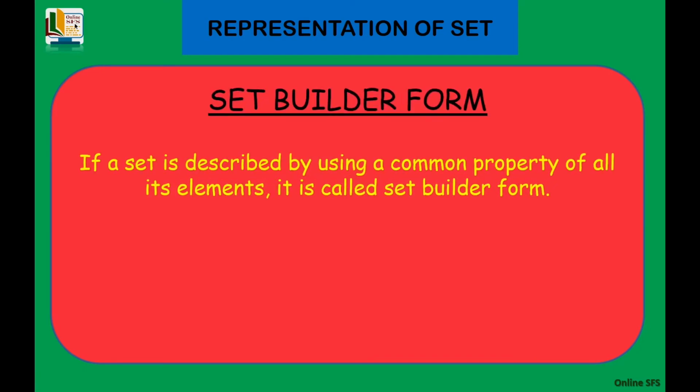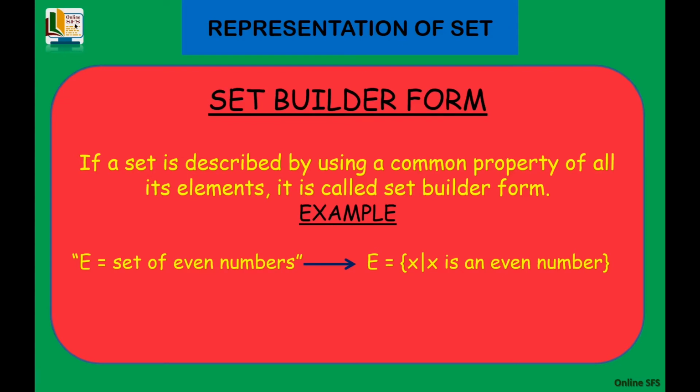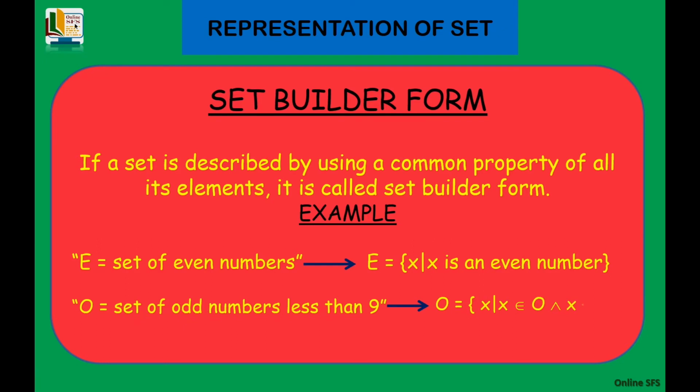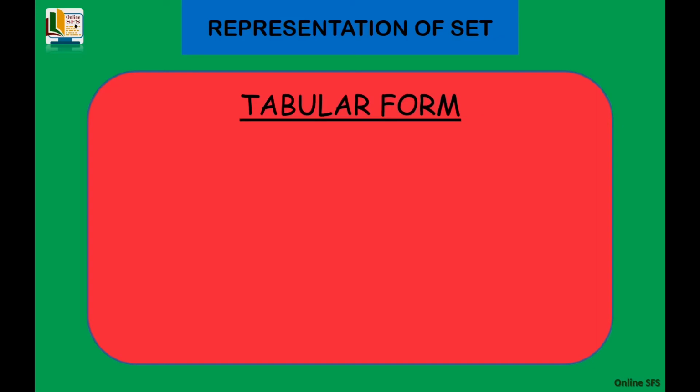If a set is described by using a common property of all its elements, it is called set builder form. For example, if we want to write a set of even numbers, then the set builder form will be E equals {x such that x is an even number}. Or if we want to express a set of odd numbers less than 9, then in set builder form we will write it as O equals {x such that x is an element of O and x is less than 9}. If you remember what the symbols mean, then it will be very easy for you to understand and interpret the set builder forms. Now let's look at how we can express a set in its tabular form.